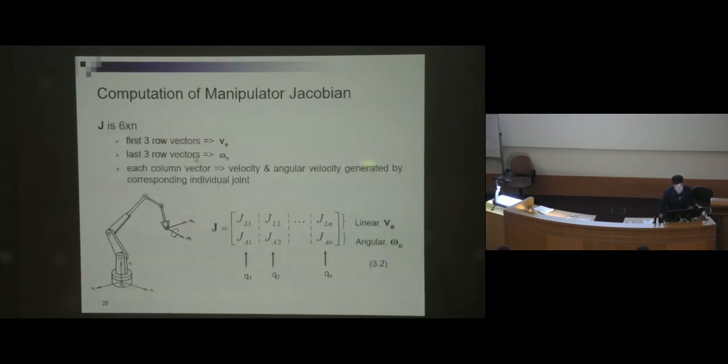The first three rows of the J matrix represent your linear velocity, and the last three rows define your angular velocity. Each column vector represents the linear and angular velocity contributed by the corresponding individual joint. If you refer to the earlier example, you have your theta 1 (q1) in the first column and theta 2 (q2) in the second column. But in the earlier example, it was a 2D planar robot, and we were only dealing with the linear velocity.